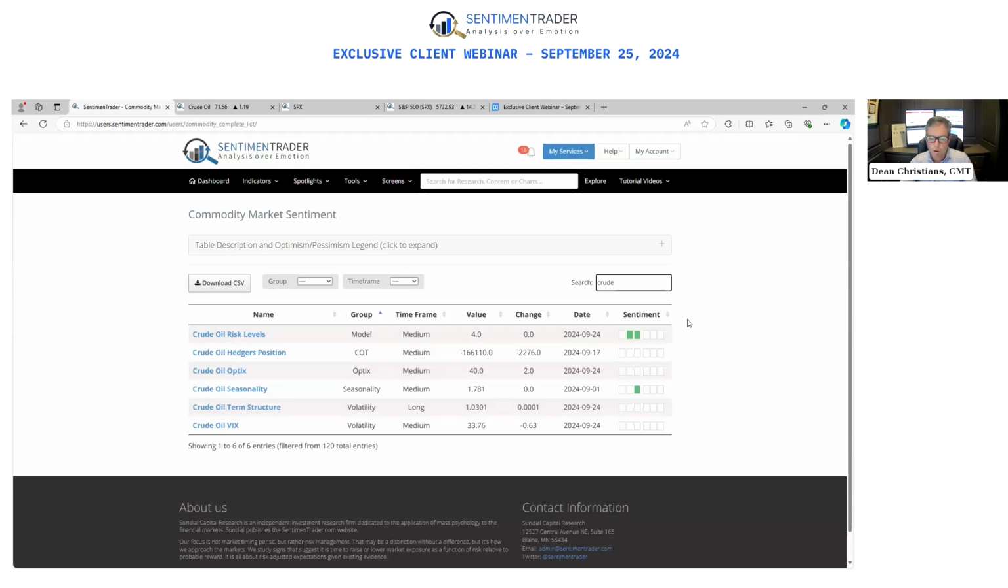Now we're seeing all of our sentiment indicators showing negative annualized returns. Therefore, I don't want to be long crude oil. And if I'm long energy stocks, there's probably a good chance we don't want to be long energy stocks if crude oil is going to go down. So again, this is another example.